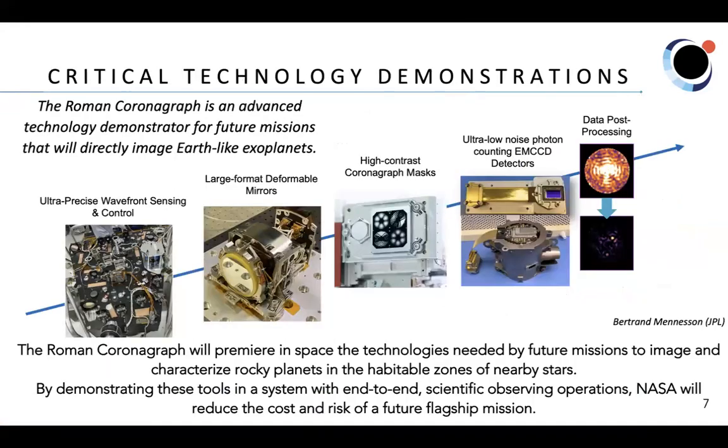So as I mentioned, it's a critical technology demonstration. Direct imaging has primarily been done from the ground using very large telescopes, typically in the infrared versus the visible. So CGI will be operating more at visible wavelengths. And we'll be demonstrating a lot of these technologies for the first time ever in space. So we'll have ultra-precise wavefront sensing and control. We'll use large format deformable mirrors, or DMs. We have these high contrast coronagraph masks. I'll show another photo of this later, but that's about the size of a quarter.